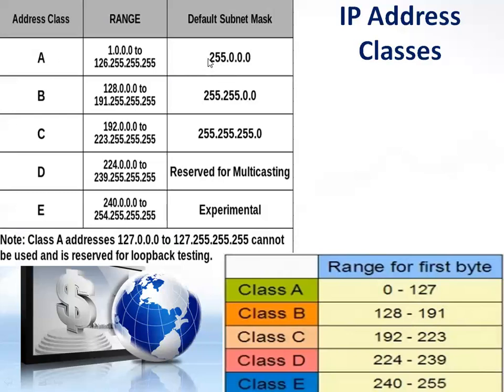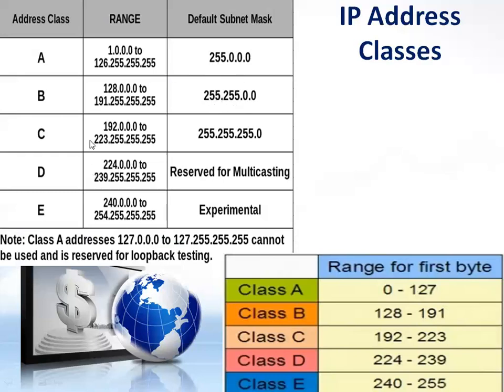In a class A address, 1 octet is used as the network ID, and the subnet mask is 255. In class B, the subnet mask is 255.255. Here, 2 octets are reserved for the network.